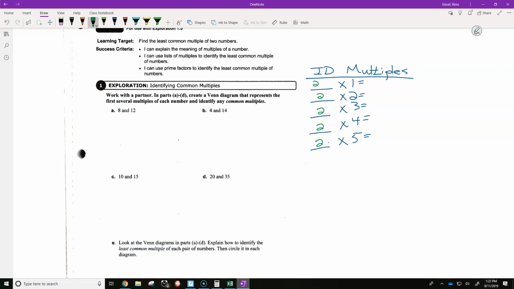Now the other way to think of multiples is like if I was to skip count. If I asked you for multiples of 2, we could skip count by 2: 2, 4, 6, 8, 10, 12, 14, 16. Those are all multiples of 2. So let's think if we know this real quick. What are multiples of 5?